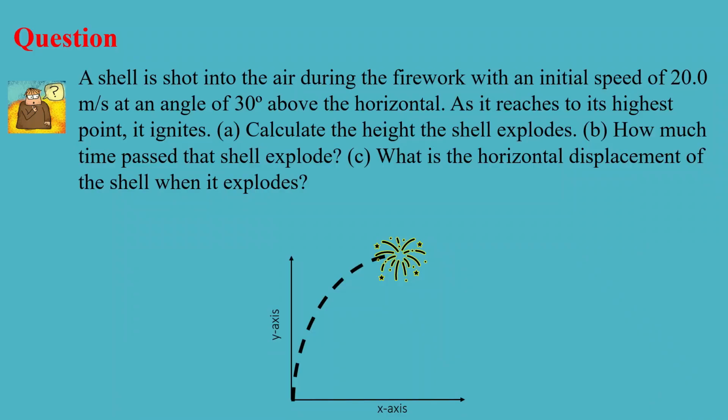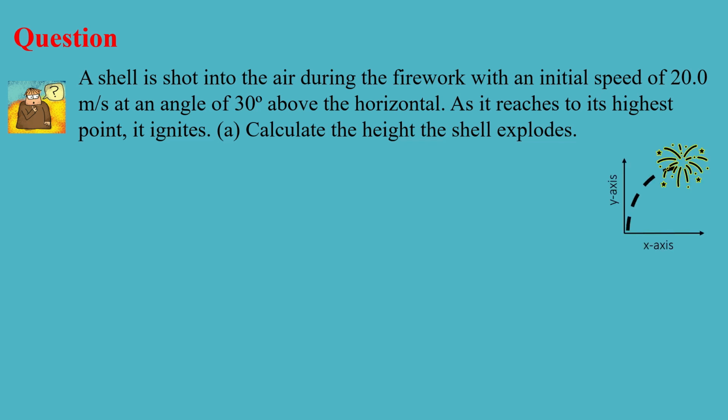In this problem, a shell is shot into the air during a firework with an initial speed of 20 and an angle of 30 above the horizontal. As it reaches its highest point, it ignites. So calculate the height at which the shell explodes, how much time it takes, and what is the horizontal displacement of the shell when it explodes. Let's see what values I have in this problem.